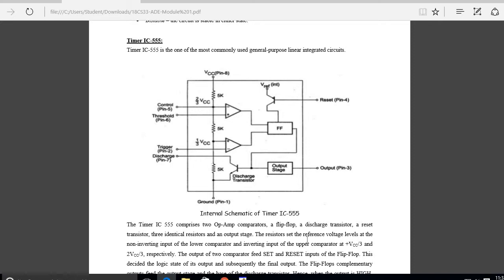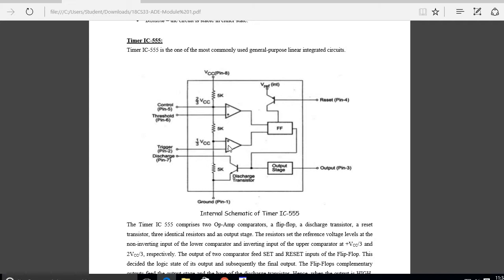Here the resistors set the reference voltage levels, 1/3 VCC and 2/3 VCC. This is the reference set voltage that I am giving to the operational amplifier inputs. These are the comparators, lower comparator and higher comparator. Non-inverting means positive terminal: if I give the input to the positive terminal, it is a non-inverting amplifier, and if I give it to the negative terminal, it is an inverting amplifier. First you should remember what is inverting and what is non-inverting.